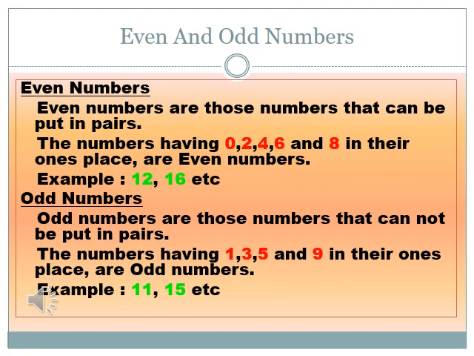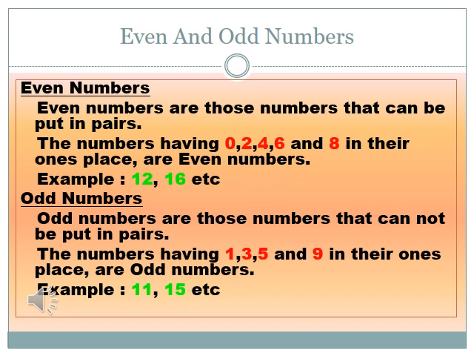Children, let's start with the even and odd numbers. Even numbers. Even numbers are those numbers that can be put in pairs. For example, class, if I ask you to put 12 pencils in pairs, you will be able to form 6 pairs. Same as from 16, 8 pairs can be made. So they both are even numbers.